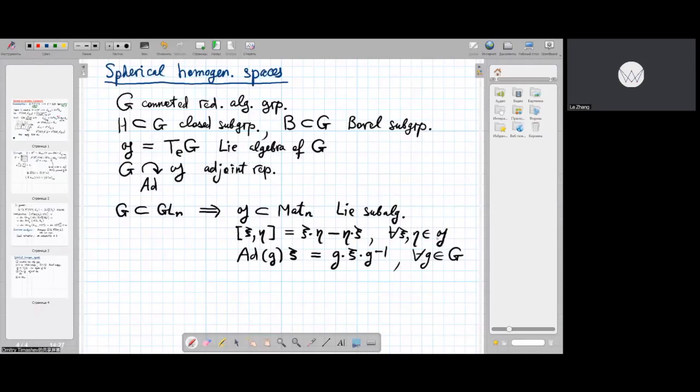These are standard things from the theory of algebraic groups. So I refer to those textbooks which I cited at the beginning of my second lecture.